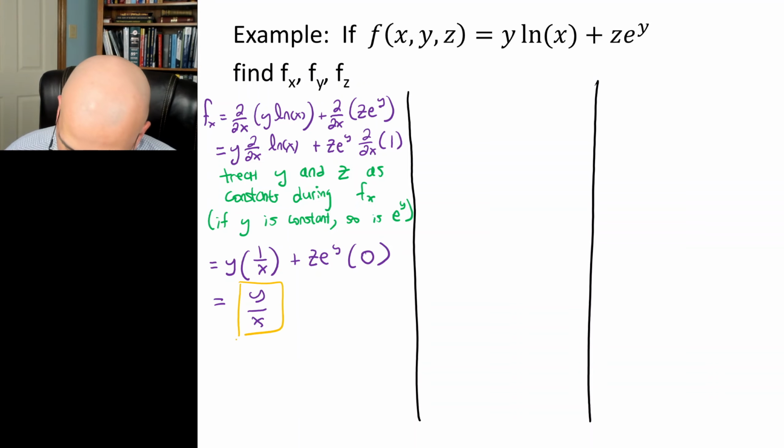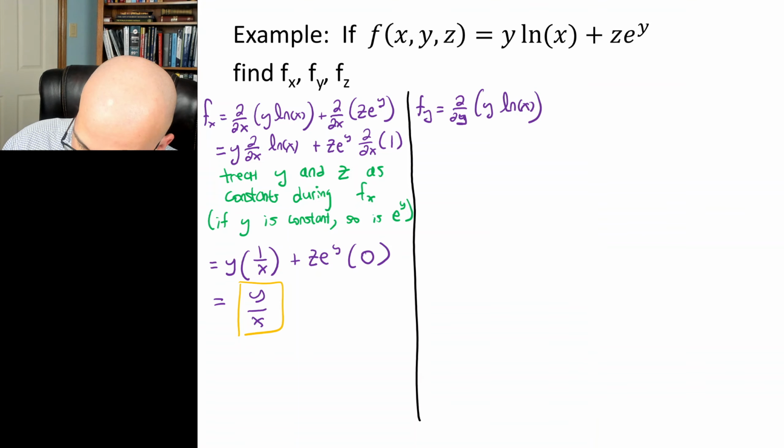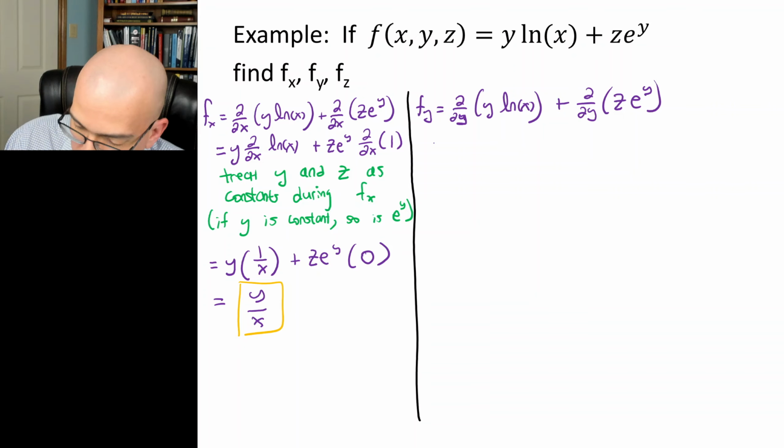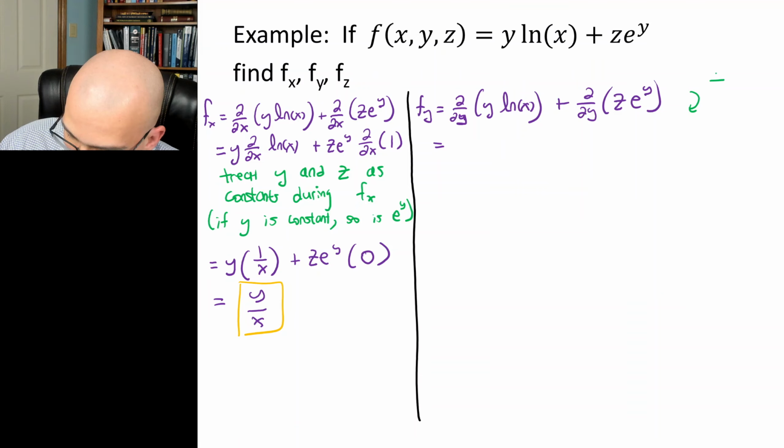Okay, next one. Now we want the y derivative of what's there. So f sub y is the y derivative, ∂/∂y, of y times ln of x plus ∂/∂y of z e to the y. Now we consciously think about what we treat as constants. Treat x and z as constants.